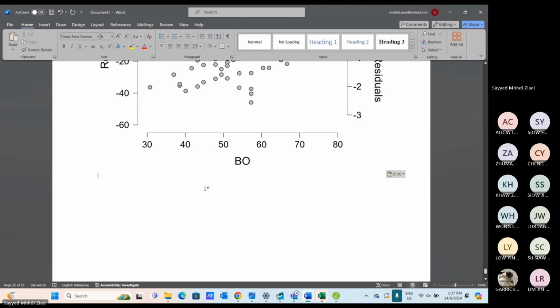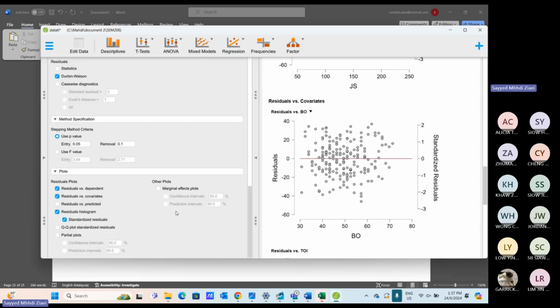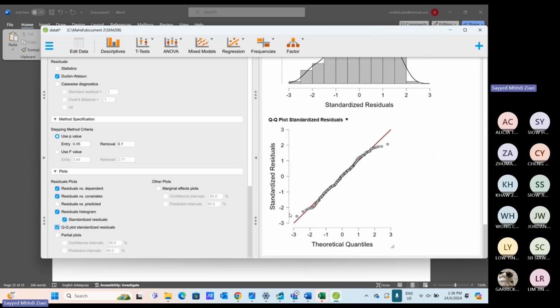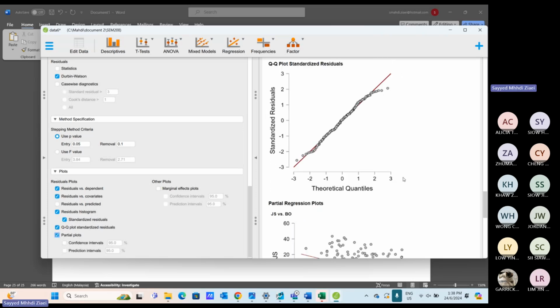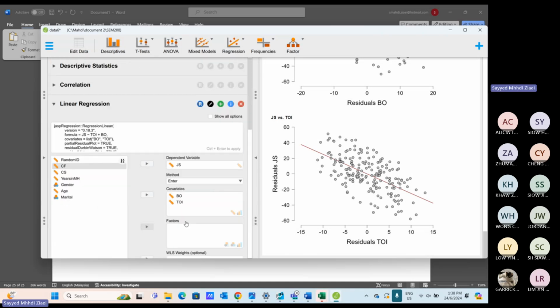Okay. And then let's see what we have here, what we can add to our table. Q and Q table. This one is Q and Q table. Partial plot, if you want to have partial. Okay, so this one is a multivariate regression.